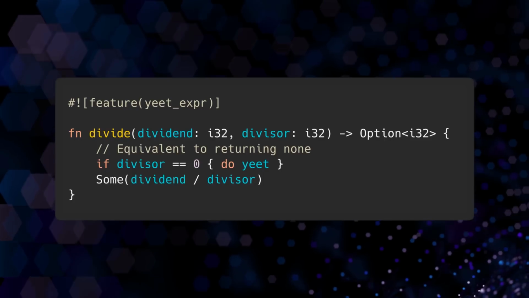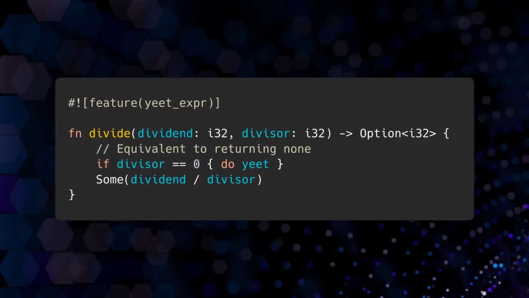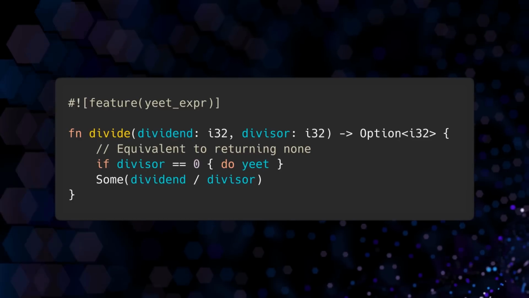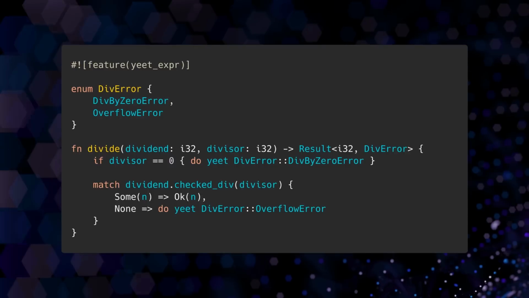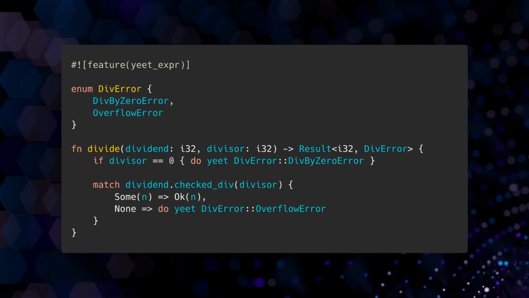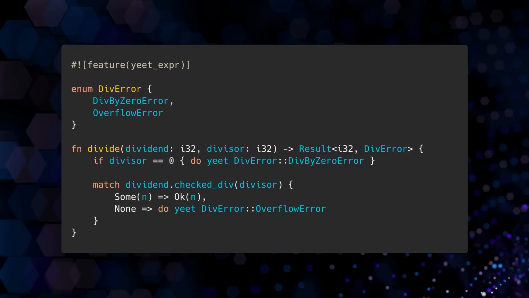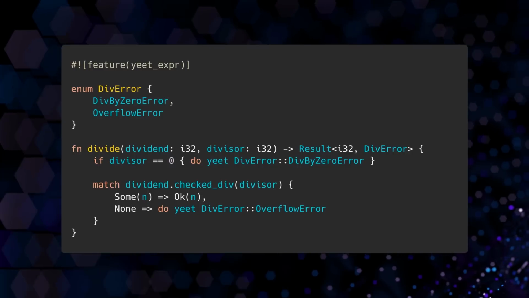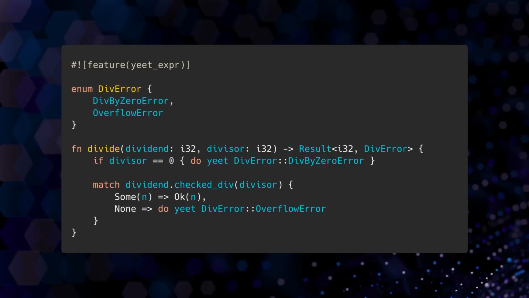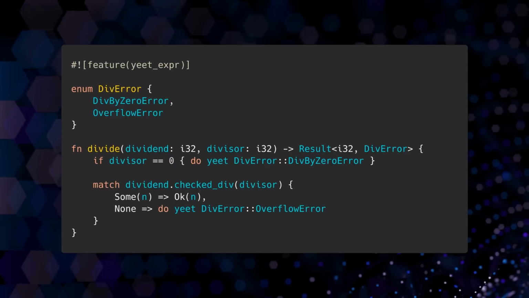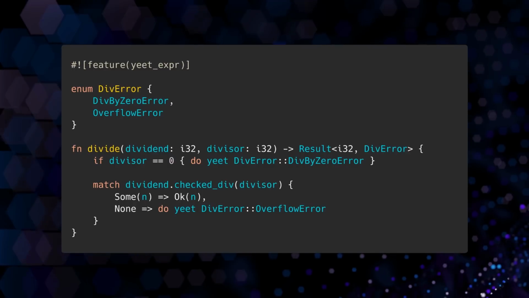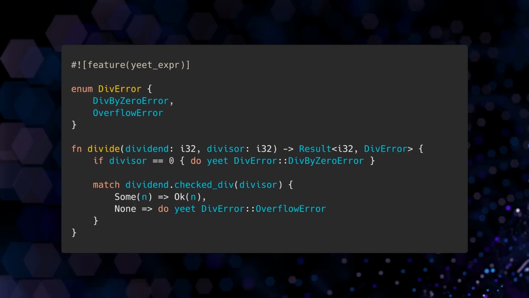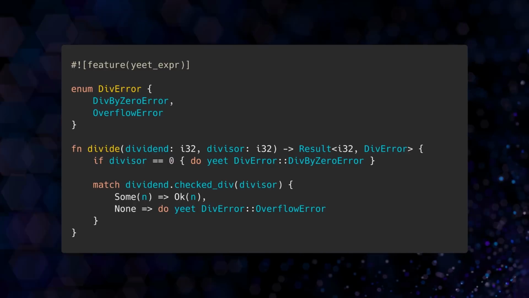Let's improve our function by doing a bit more error handling with do yeet. Another way integer division can fail is when it leads to integer overflows. We can account for these two failure modes by defining an error enum with two variants and returning a result type instead of an optional type. We'll use the do yeet syntax to return one of the error variants when something goes wrong. Note that we must use the do yeet syntax because yeet is not a reserved keyword at this time.